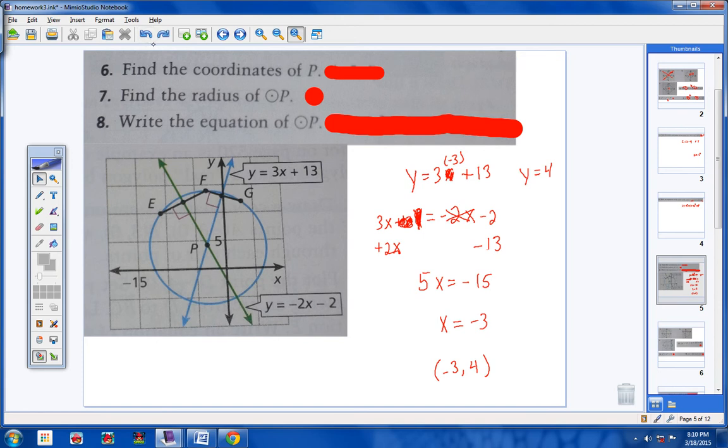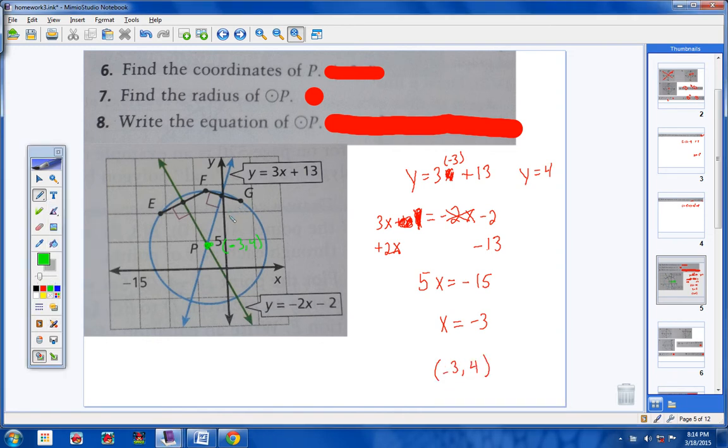Find the radius of P. Well, the radius of P is going to be, well, we already know this ordered pair. Let me change the color so we can see it a little better. We already know this ordered pair right here is the circle, because I'm really going to need that to find the length of the radius.